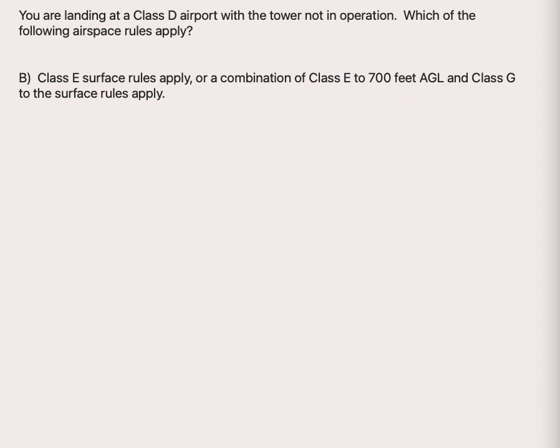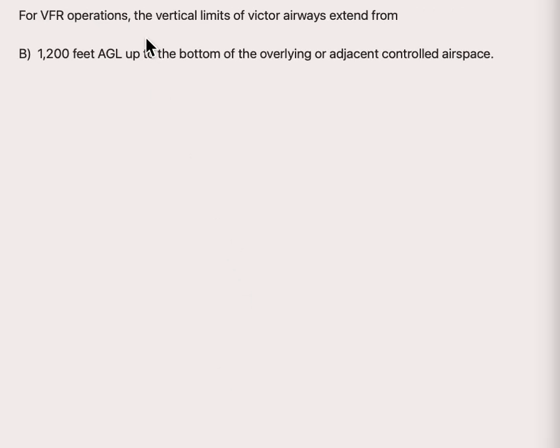So let's go to the next one. For VFR operations, the vertical limits of Victor Airways extend from 1,200 feet AGL up to the bottom of the overlying or adjacent controlled airspace.